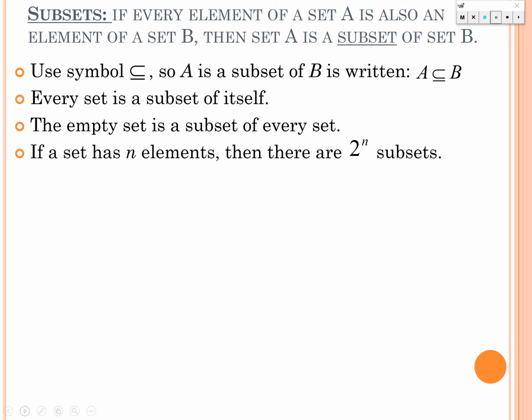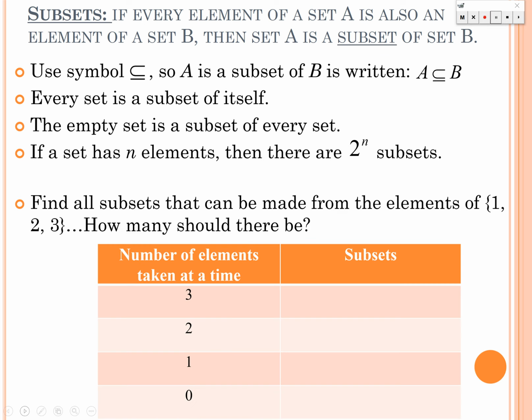If a set has, and I just used the variable n, it's just a generic placeholder there. So n could be any whole number actually, because we could have 0 elements. Whole numbers contain 0, natural numbers do not. So if a set has however many elements, then there are 2 to the n subsets. So if we need to figure out how many possible subsets there are, we have 2 as a base, and then our number of elements becomes our exponent.